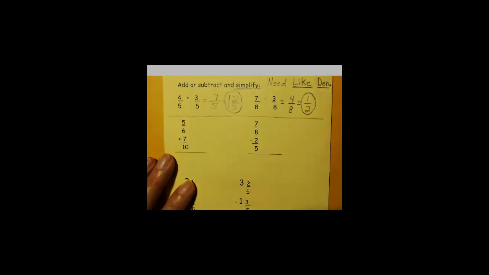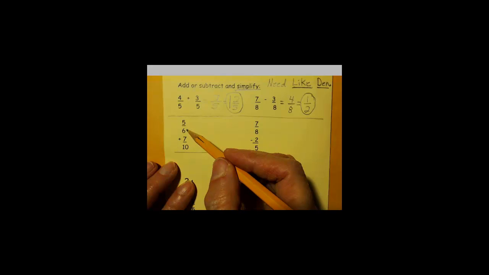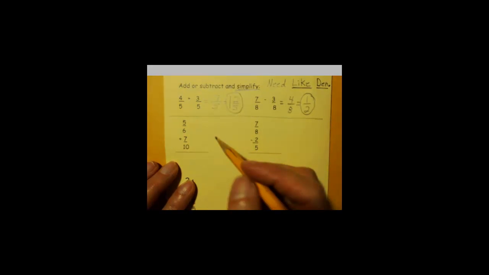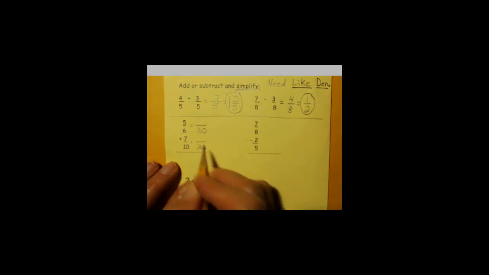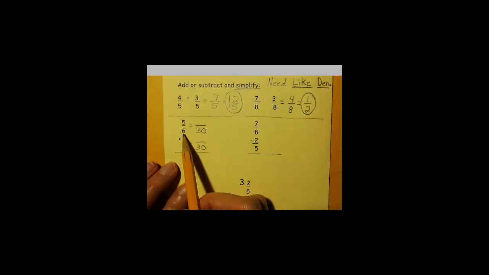Okay, moving forward, we're going to look at an example where we do not have like denominators. So in this first one, we need to identify what our common denominator would be, some number that both 6 and 10 go into. I can go through the process that we talked about before, but my common denominator would be 30. Both 6 and 10 go into 30. So how many times did I multiply 6 by to get to 30? That would be 5. So 5 times 5 would be 25.